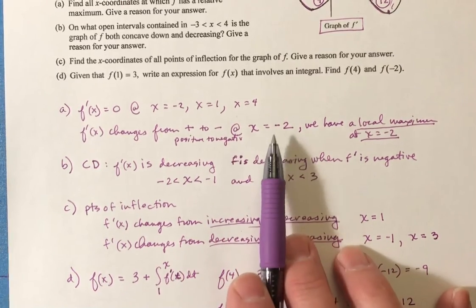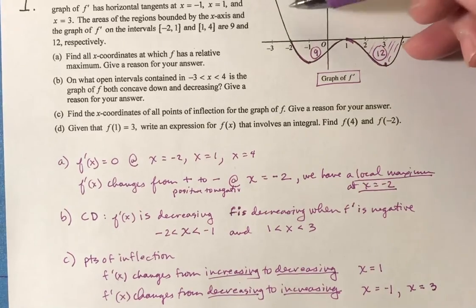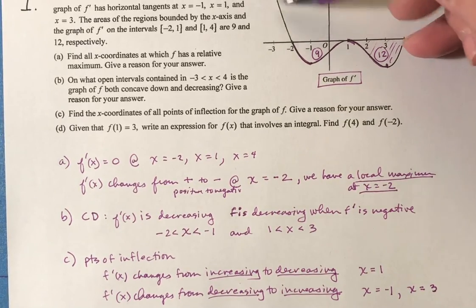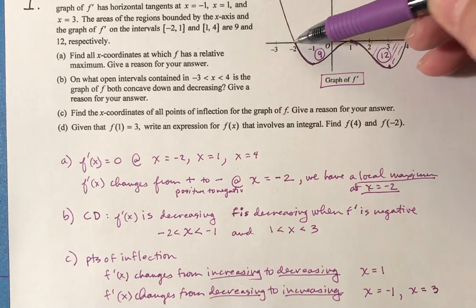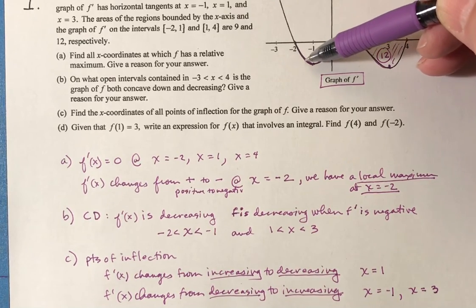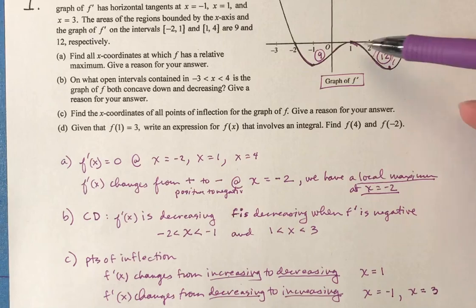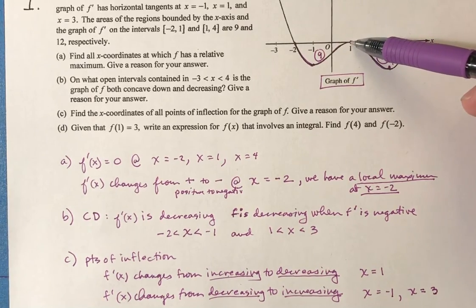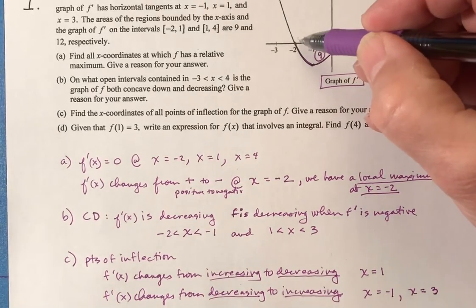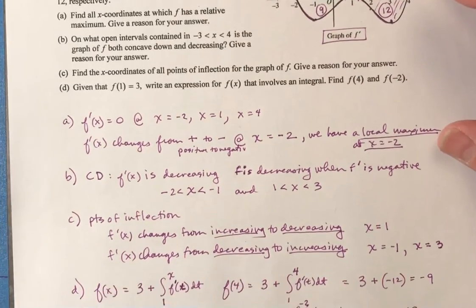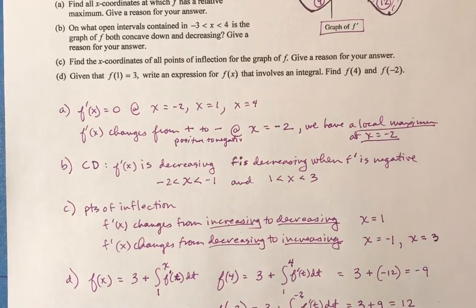And that only occurs at -2. Here, f prime takes on positive values, and then it's 0, and then it switches to negative. Now, at 1, there's no sign change. It's negative, and then 0, and then negative. So -2 is the only place where we have a local maximum.